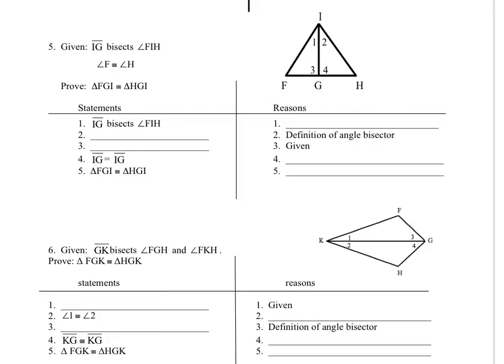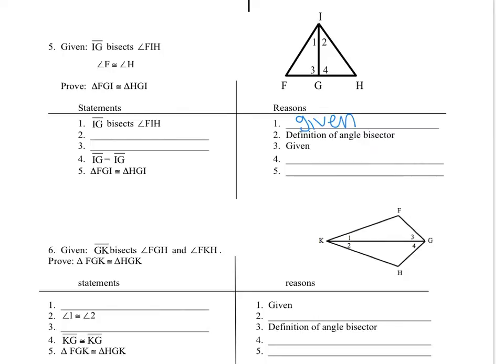Okay, on number 5 it says given IG bisects angle FIH, and you're given that F is congruent to H. You're trying to prove that triangle FGI is congruent to HGI. Okay, the first one, the statement is IG bisects angle FIH. How do you know that? Do not miss that. It is given.